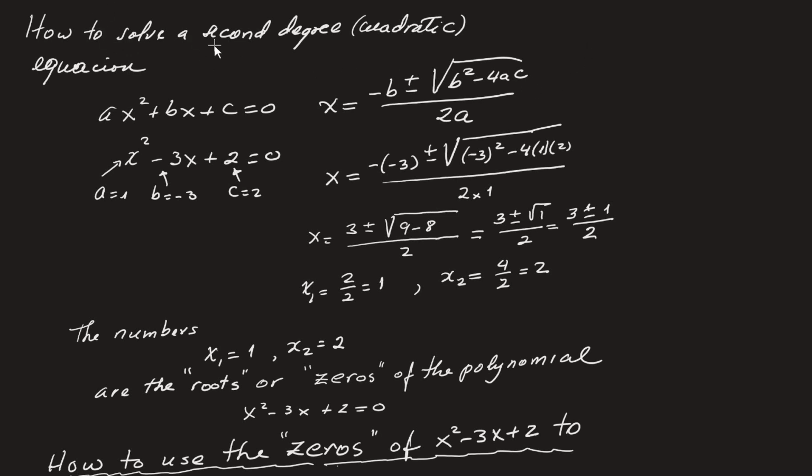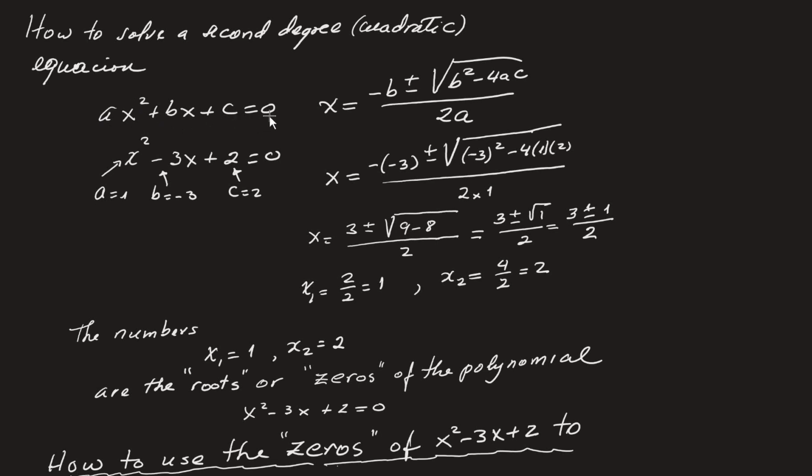How to solve a second-degree quadratic equation. This is the general quadratic equation of second degree with coefficients a, b, and c: a for x squared, b for x, and c as the parameter, equal to 0. You want to find the real x such that ax squared plus bx plus c equals 0.